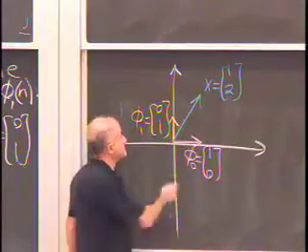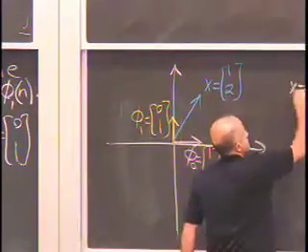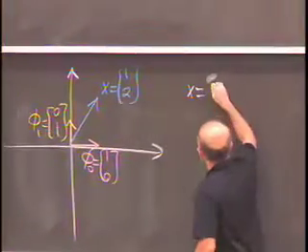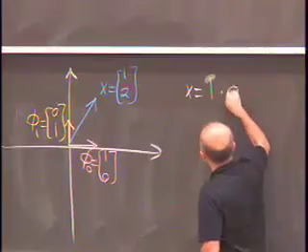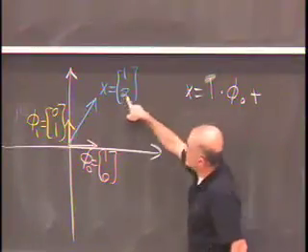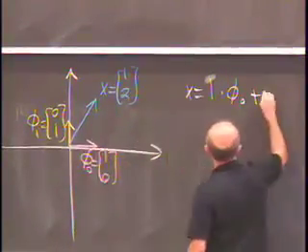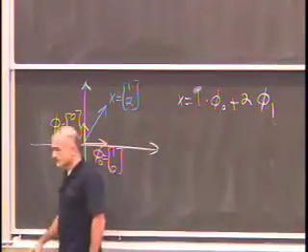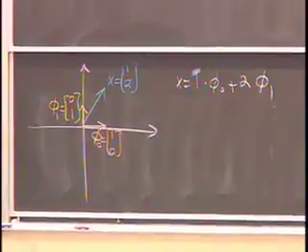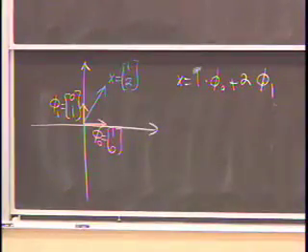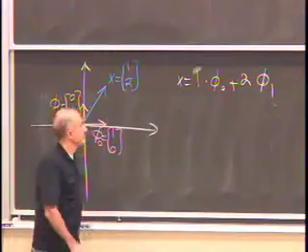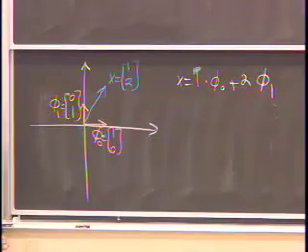And you say, well, that's easy. x is simply the first component of x, 1, times phi 0, plus the second component of x times phi 1. You with me so far? This is all high school stuff. Two-dimensional vectors. You can't get simpler than that. Well, one-dimensional, but that's not very interesting.